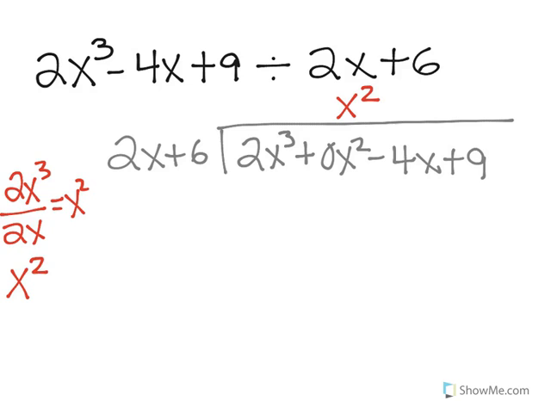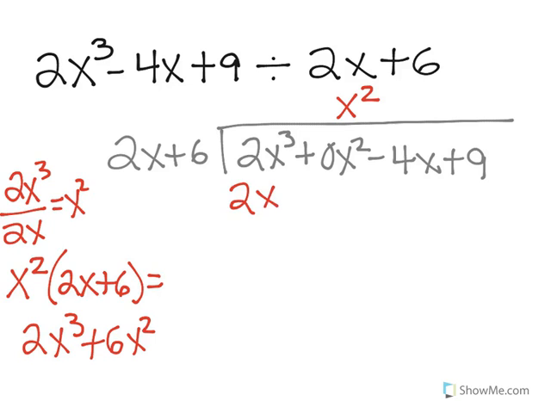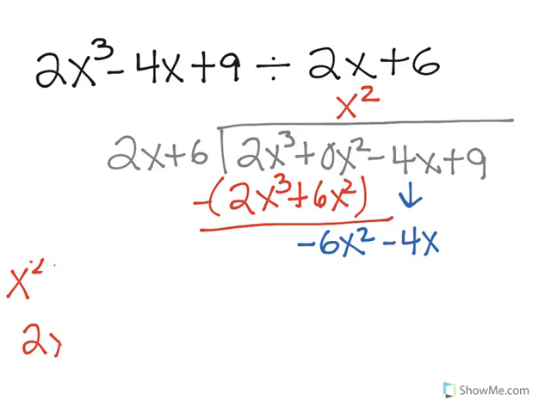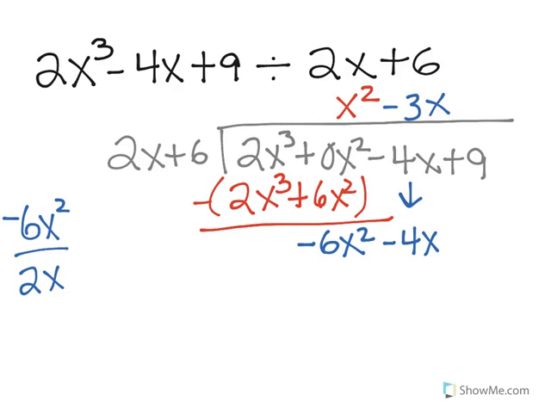Alright, and then we're going to take x squared and multiply through 2x plus 6. And I get 2x cubed plus 6x squared. I'm going to write that right down here. And then I'm going to put parentheses around the whole thing, and I'm going to subtract. My 2x cubes cancel out, and then you have 0x squared minus 6x squared, so it's going to be negative 6x squared. And then you bring down this minus 4, and then the whole thing starts all over again. Alright, so now on the side for my scratch work, I do negative 6x squared divided by 2x, and I get minus 3x.